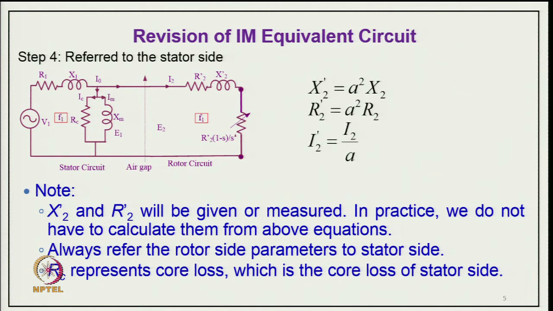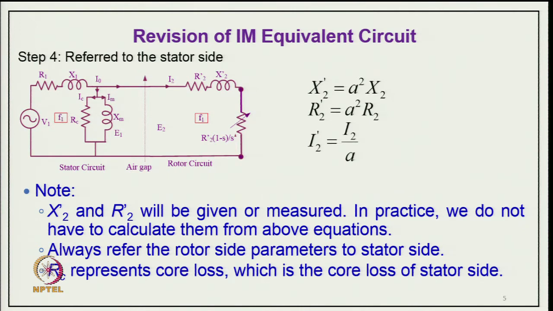Now we can call this the exact equivalent circuit, shown here, at the same frequency as the stator. We have the stator resistance, the stator leakage reactance, and then the shunt branch parameters, which represent the core loss as well as the excitation current Im. The total current is I0, which we call the no-load current.